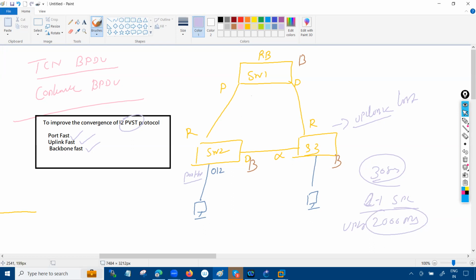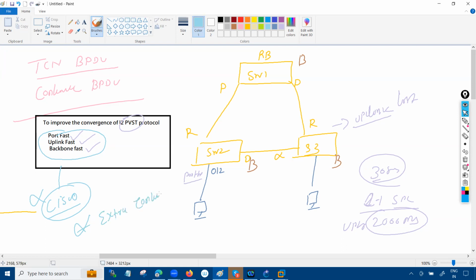And the bad part of this? PortFast, UplinkFast, BackboneFast, all these features are Cisco proprietary, so you cannot run them on any other vendor. That's the first disadvantage. The second disadvantage is you need to put in extra configuration.